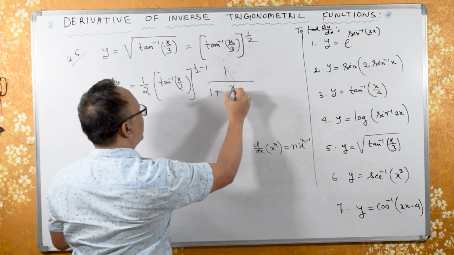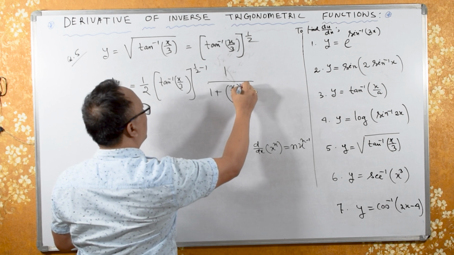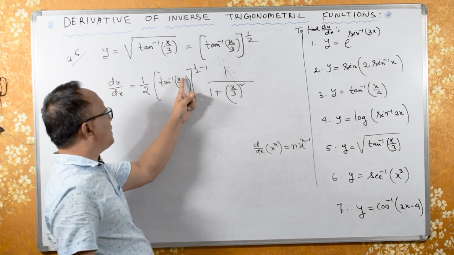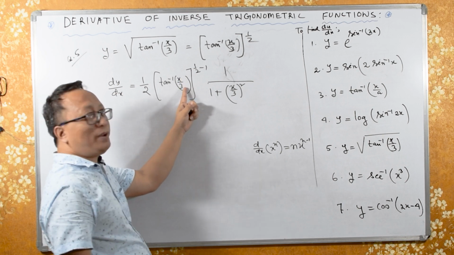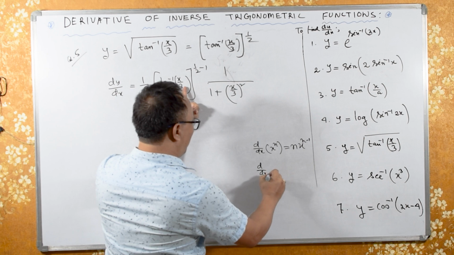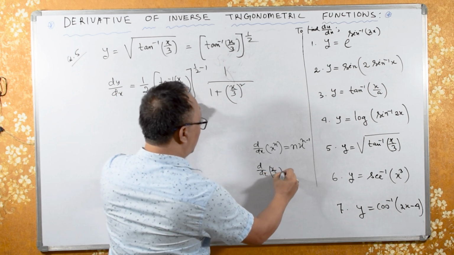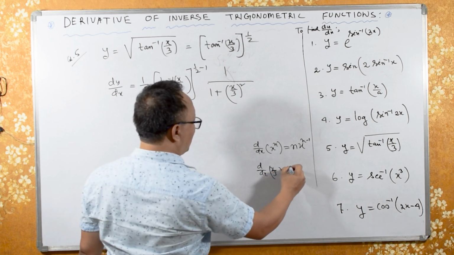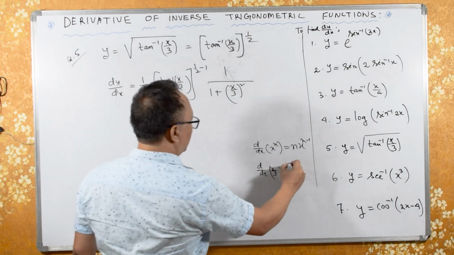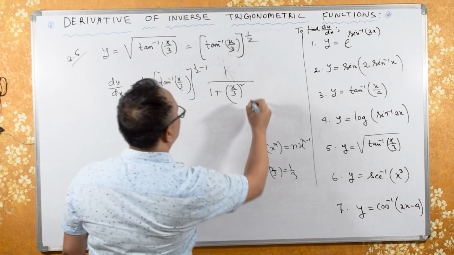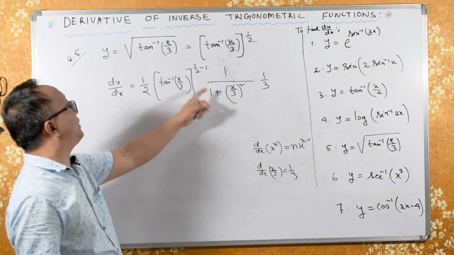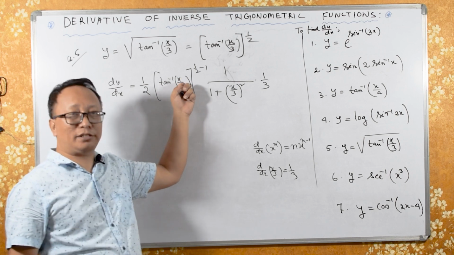Here x by 3, the whole square into, be careful here, you have to differentiate x by 3 with respect to x. D by dx of x by 3 is what? I can take 1 by 3 common outside, since this is constant. D by dx of x is 1, therefore it is 1 by 3. So into 1 by 3 will come. Why? Because I am differentiating x by 3 again with respect to x.